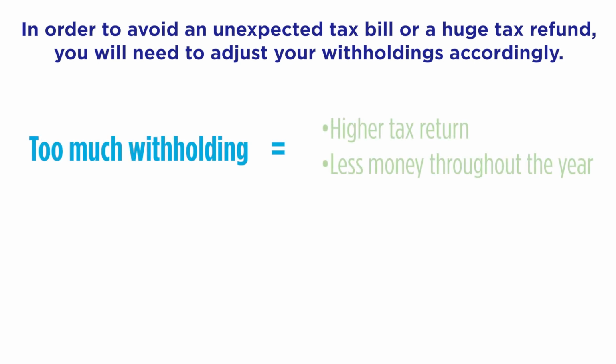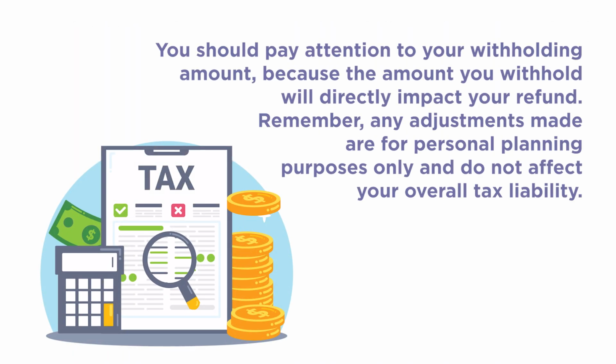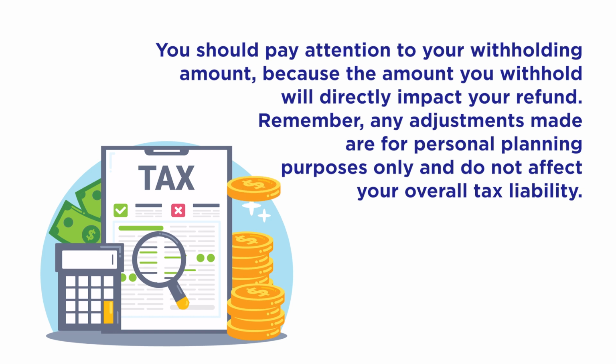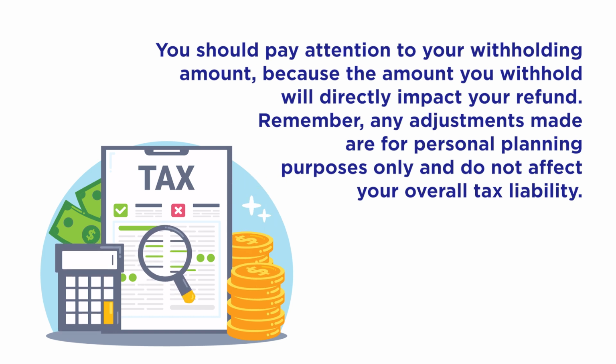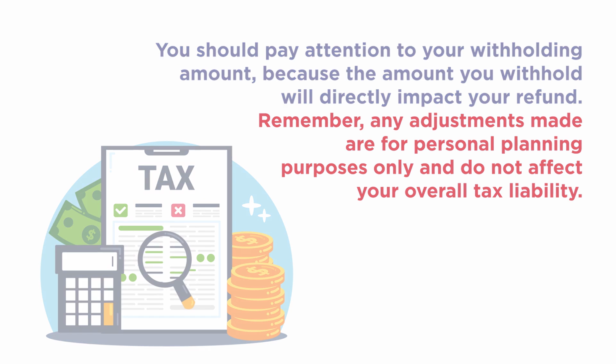If you withhold too much throughout the year, you can expect a tax refund instead of using that money during the year. If you withhold too little throughout the year, you may have a balance due. If you count on a big tax refund every year, you should pay attention to your withholding amount because the amount you withhold will directly impact your refund. Remember, any adjustments made are for personal planning purposes only and do not affect your overall tax liability.